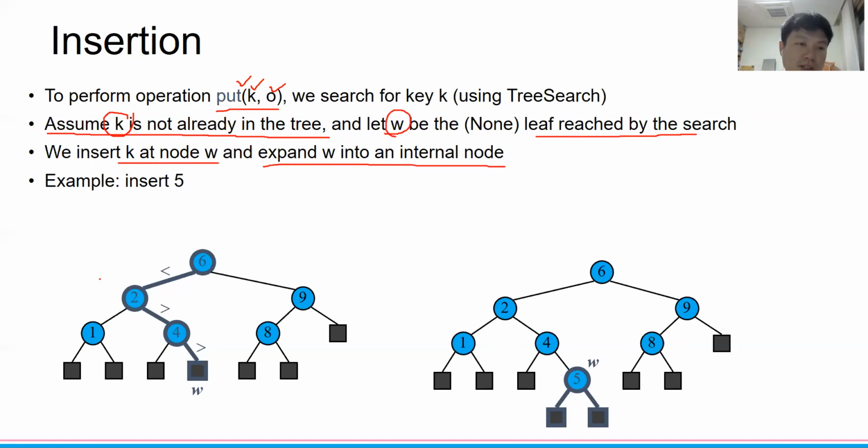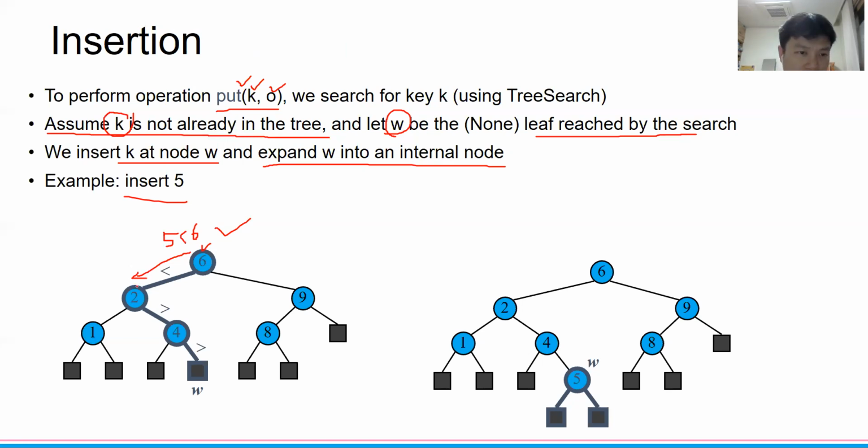Let's see. Now I have this search tree originally, and I want to insert 5. How can I insert 5? I check whether 5 is less than 6. Yes, 5 is less than 6. If it is less than 6, then we go to the left. If it is higher than 6, then we go to the right.